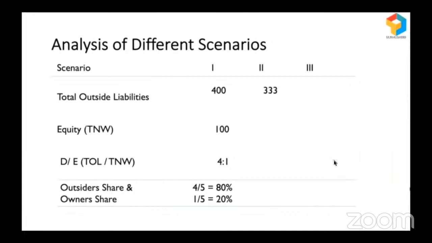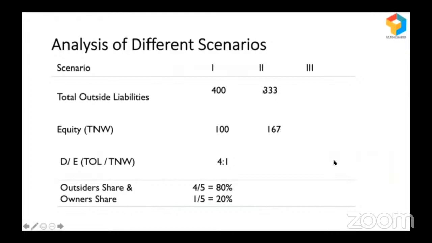Let me give you a second scenario where the outside liabilities are 333 and equity is 167. I chose these numbers to convey an important message. Because look, the total funds are 500. Here also it is 500 only, but I've chosen a different proportion. The proportion works like this.